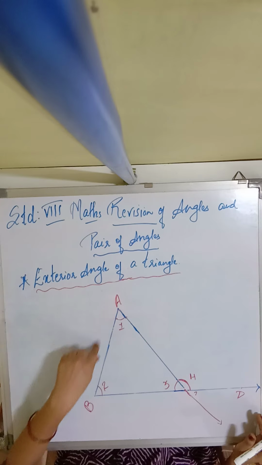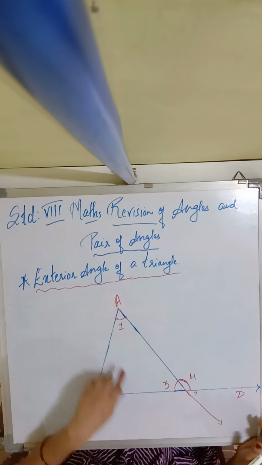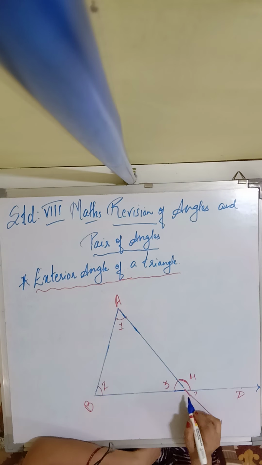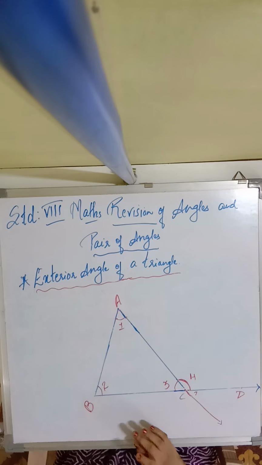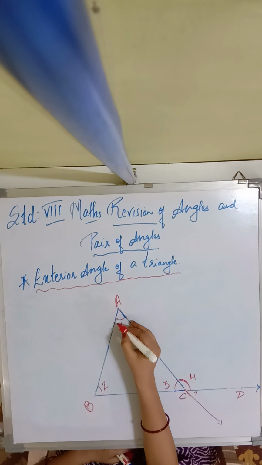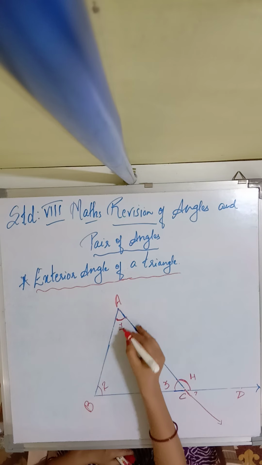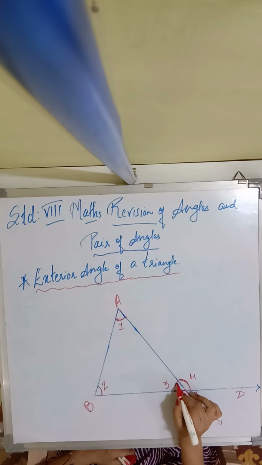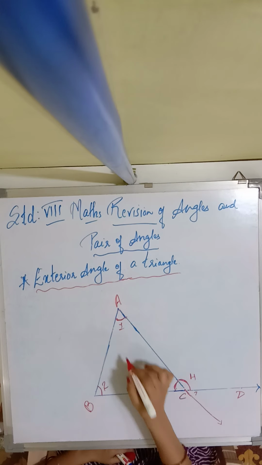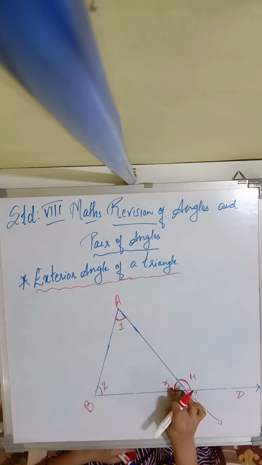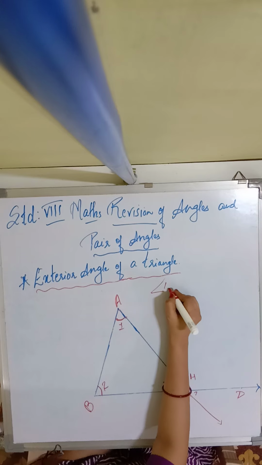Now you can see, children, I have drawn one triangle, triangle ABC, and here I have extended the side BC. Here, this angle A is the interior part, that means this is called the interior angle of A. This is the interior angle of B, and this part is the interior angle of C. Since they are inside the triangle, angle 1, angle 2 and angle 3 are known as the angles in the interior of the triangle.